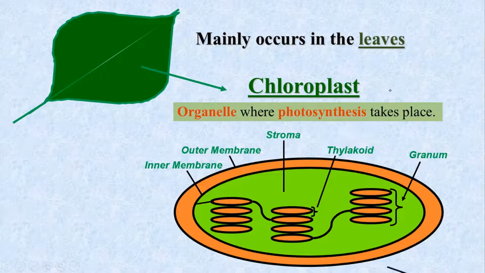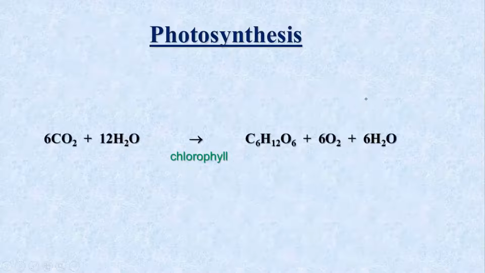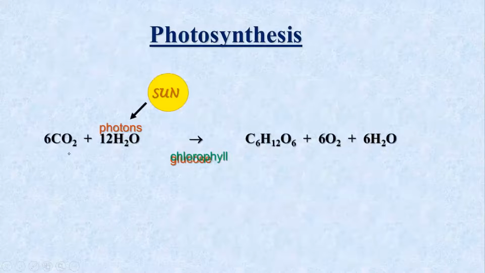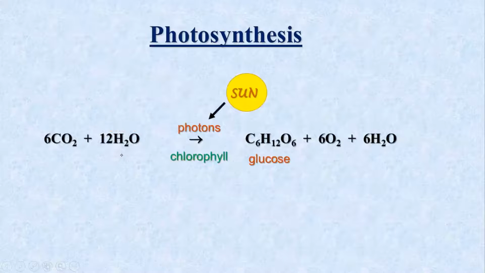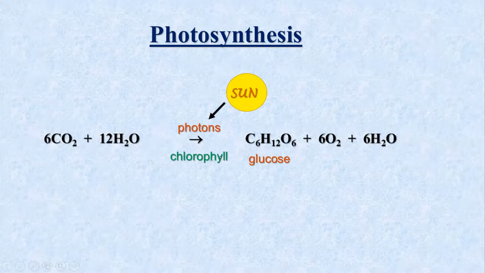Let us try and understand the summary. Photosynthesis is a process that involves 6 CO2 plus 12 H2O in the presence of sunlight, that is photons of light, and chlorophyll. It forms glucose with the release of oxygen and H2O.